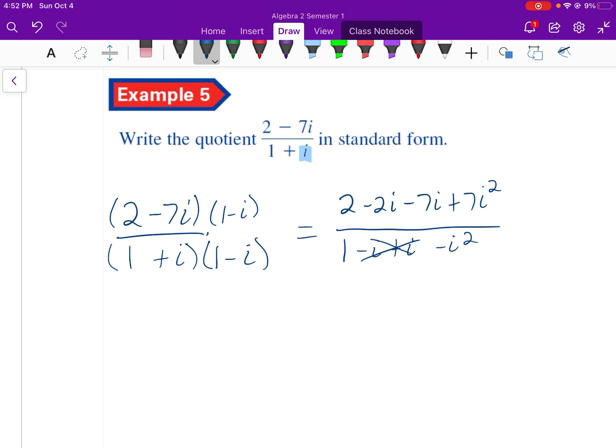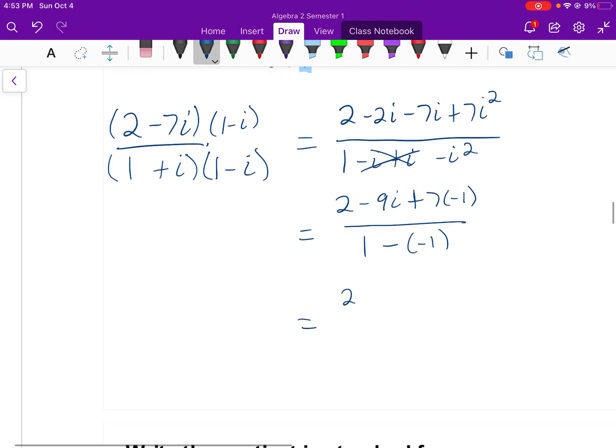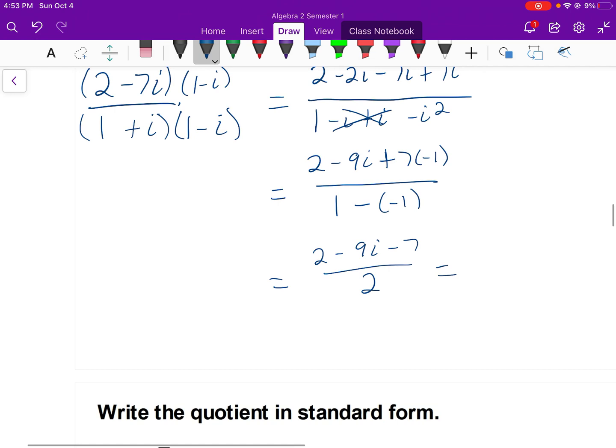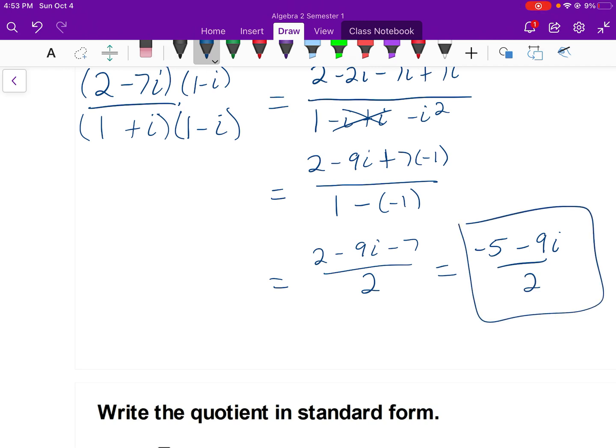Again, the i terms should just cancel each other out when we multiply by that conjugate. So simplifying that numerator: 2 minus 9i plus 7 times negative 1, replacing that i squared with negative 1, over 1 minus negative 1. So 2 minus 9i minus 7 over 2. And finally, combining those in the numerator, 2 minus 7 will give me negative 5 over 2. There's that quotient simplified into standard form.